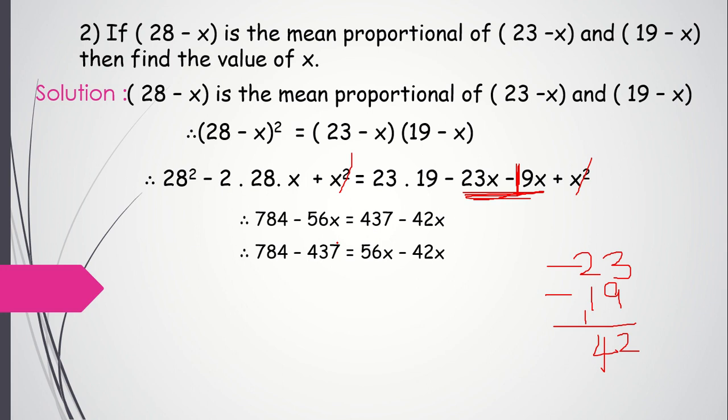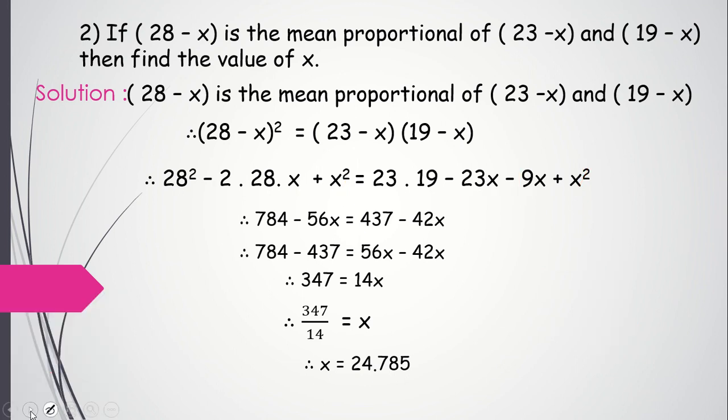784, this 437 goes that side, becomes minus 56x, comes this side, becomes plus, minus 42x. Now subtract. This is 347 is equal to 14x. Therefore 347 upon 14 is equal to x. The answer is coming in decimal points, therefore x is equal to 24.785. So therefore the value of x is 24.785.